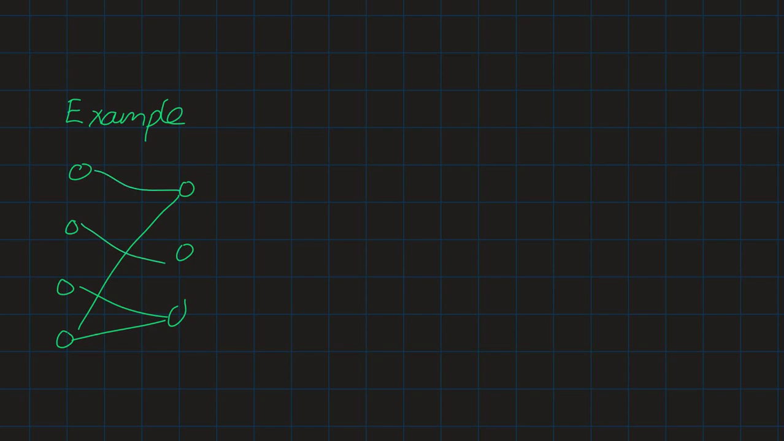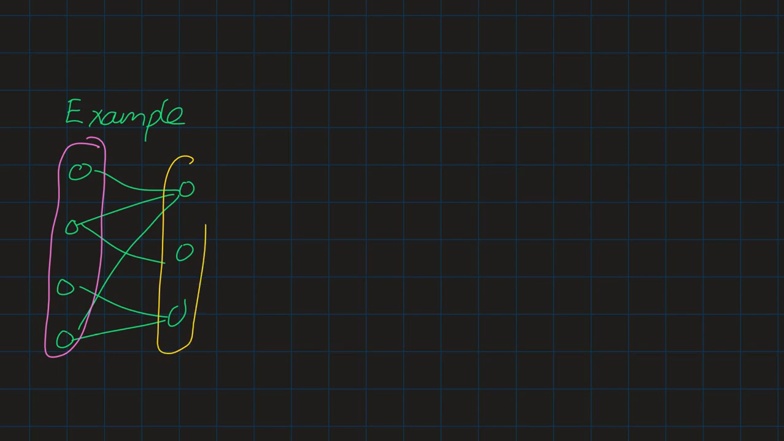Sometimes it's very obvious, like if I draw a graph like this. This is a bipartite graph because you can see I've partitioned the vertices into two halves, a pink half and a yellow half, and all of the edges go from the pink to the yellow, or the yellow to the pink, it doesn't matter which direction, but there's no edge which connects yellow to yellow, and there's no edge that connects pink to pink. So this is a bipartite graph.